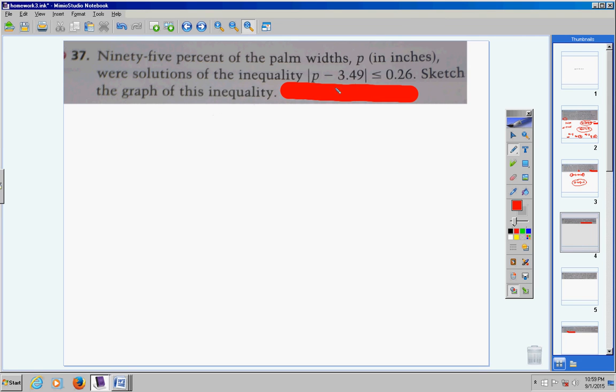Sketch this graph. Well, guys, we know how to graph this. This is an absolute value inequality. It's pointing to the left, so we take 0.26, we write it here. Then we take negative 0.26 and write it here. Point the arrows to the left, and then put what in the middle? P minus 3.49. Now we can graph this as soon as we solve it. So we're going to put positive 3.49 on both sides. And we're going to be left with P in the middle.